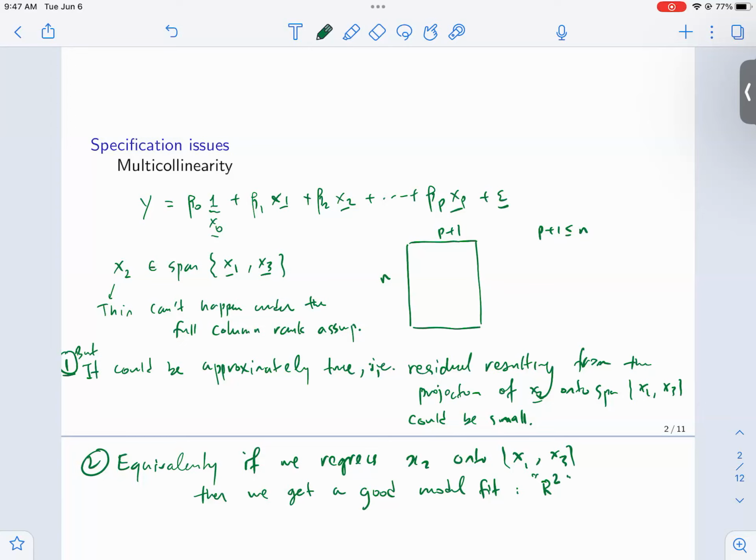So we project x1 on the span of x2 and x3. But what about x2 and x4? Or does it have to be every permutation or every combination? So can you say that again?